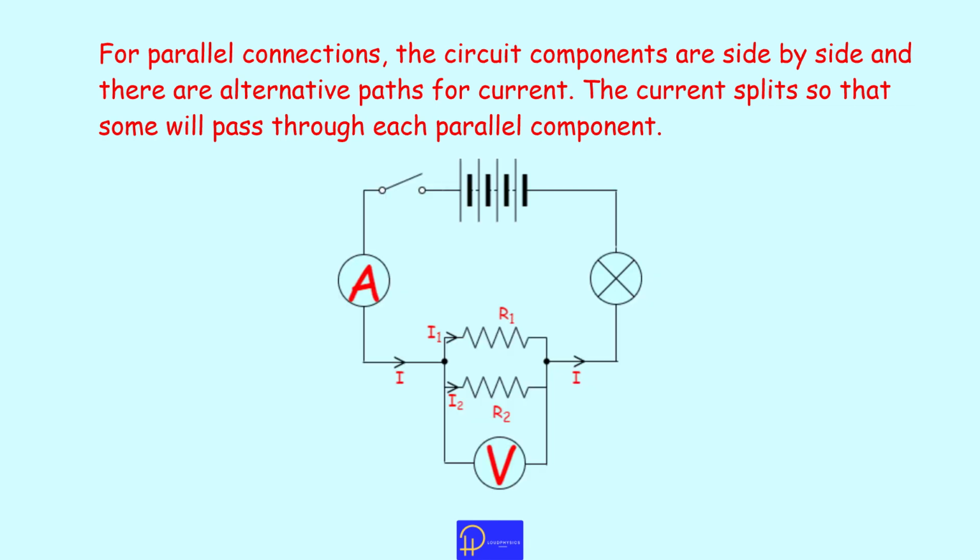In this circuit, we have some components in parallel, two resistors in parallel, with a voltmeter across them to measure the voltage. An ammeter is connected in series, as I explained earlier, to measure the current in the circuit. You have a bulb connected in series with the resistors, we have a battery, and we have a switch.